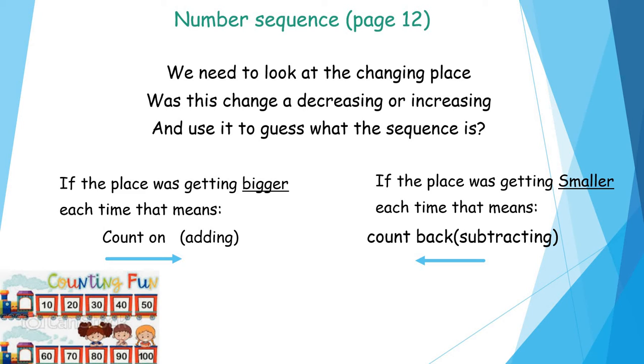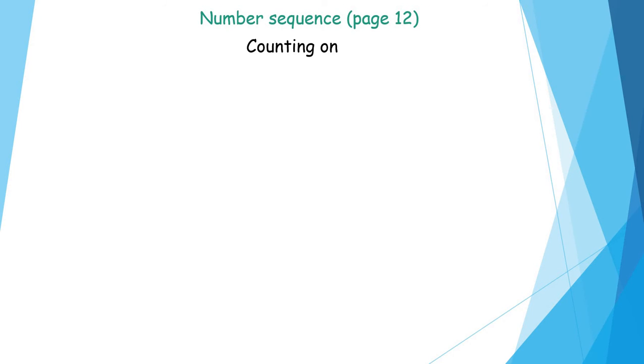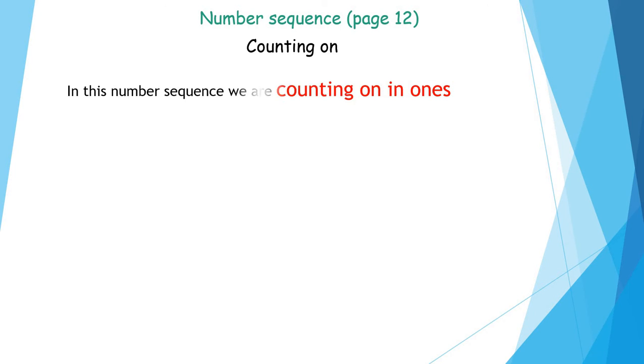Okay, what if the place was getting smaller? If the ones, the tens, the hundreds, the 10,000s, whatever, is getting smaller each time, we have to know that we are counting back. So we are going backwards, okay? So we are taking away something from this number. We are subtracting, okay? So we are going back, we are taking away a number from this. Okay, let's start our lesson talking about counting on, taking some examples on counting on, and then we will do some more exercises on counting back.